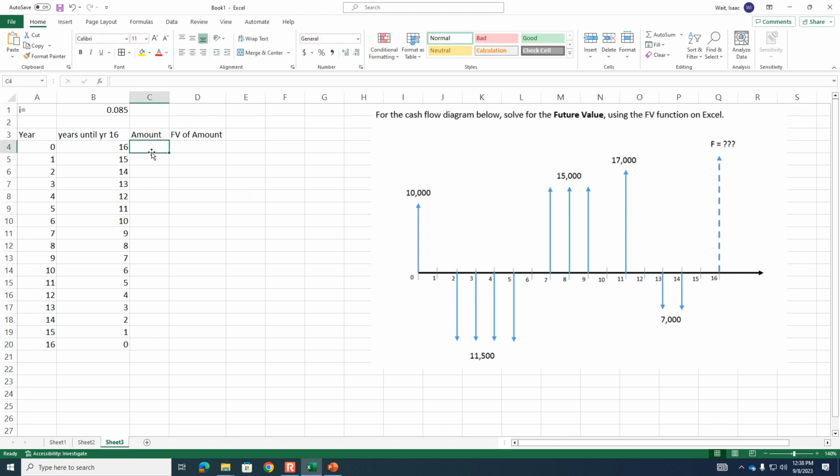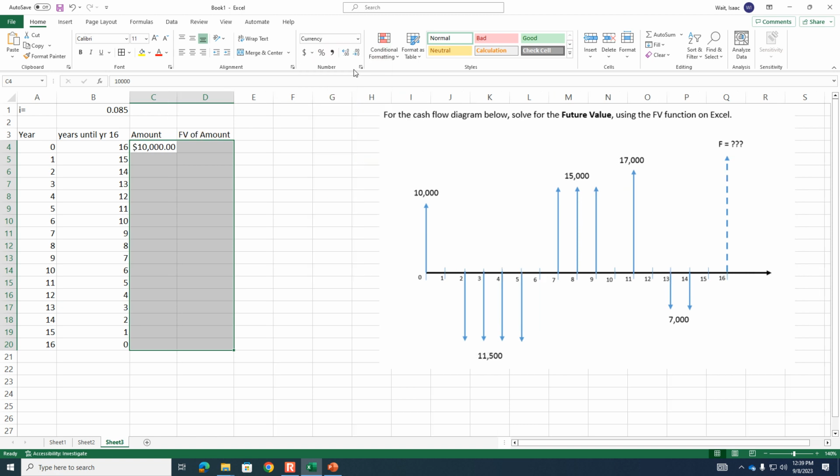You can do the same as I type it in, 10,000. It's easiest to see if you've typed it incorrectly if the commas are there. So I recommend that you format it as currency. And so like if you just type in 1,000, sometimes you may not notice that you're missing a 0 that's needed for 10,000.